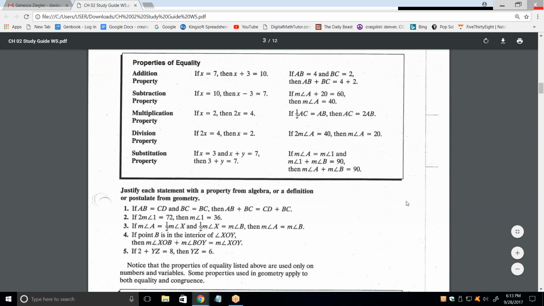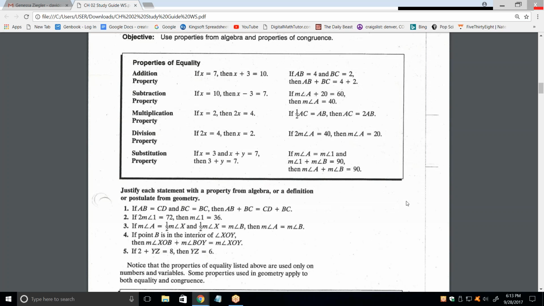How about number two? Mm-hmm. That would be the division property? The division, is that what you said? Yes. Yep. Okay, number three. Multiplication? No, this is the substitution.